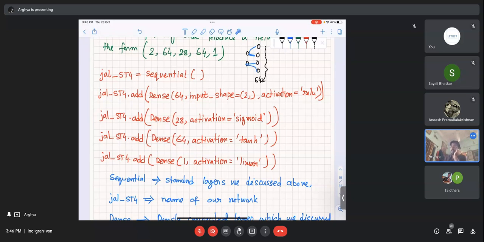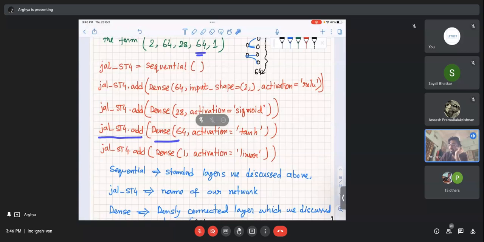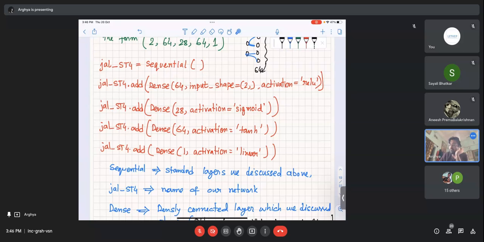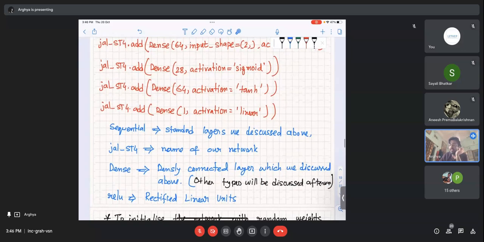For all the things, here the activation for 128, I said sigmoid. Then you create this 64. You just said again dot add Dense 64, activation equal to tanh, hyperbolic tangent. And at the last layer, you can just say Dense 1, activation is linear. Okay, so it just created something where it knows what the input layer is, and it does not know what the output layer is yet.